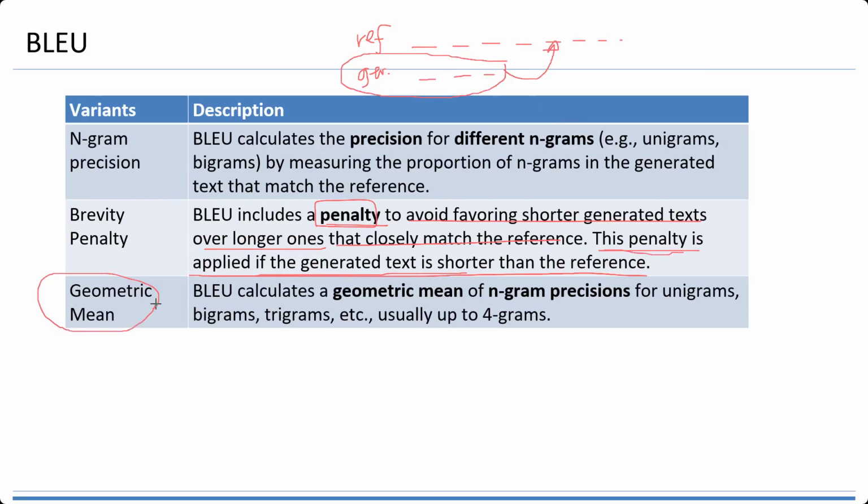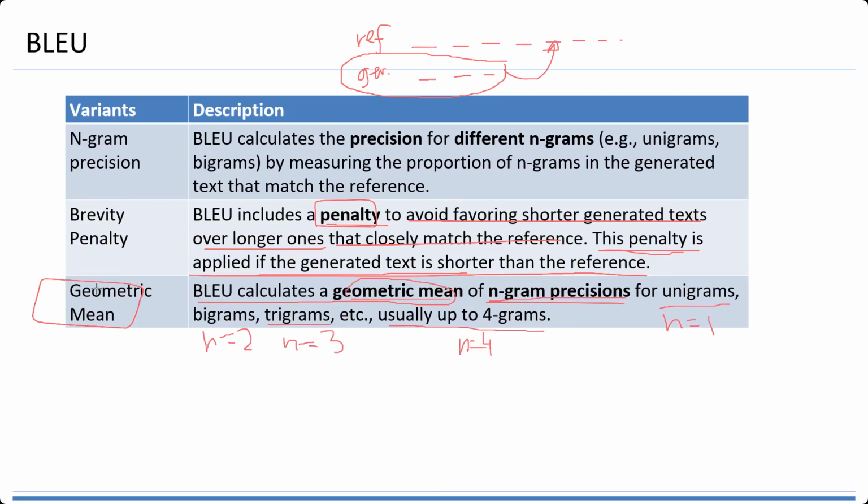We can use the geometric mean. The geometric mean refers to the geometric mean of the n-gram precisions. So the BLEU calculates the geometric mean of n-gram precision from n equals 1, which is unigram, n equals 2, which is bigram, n equals 3, which is trigram, and usually up to 4-grams. So until n equals 4.